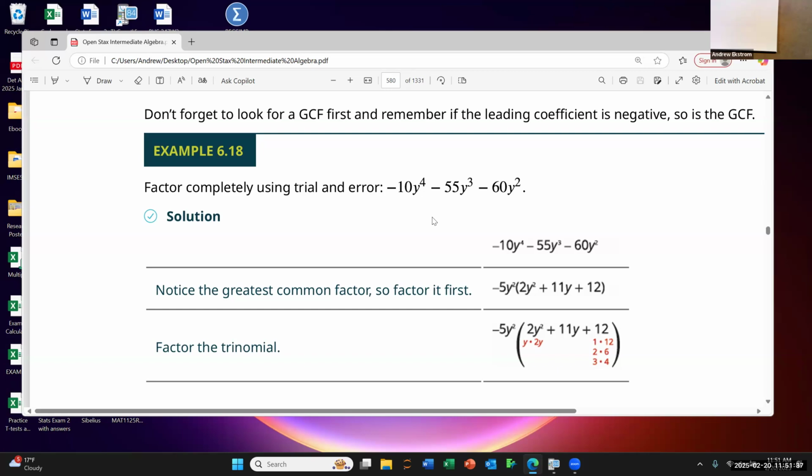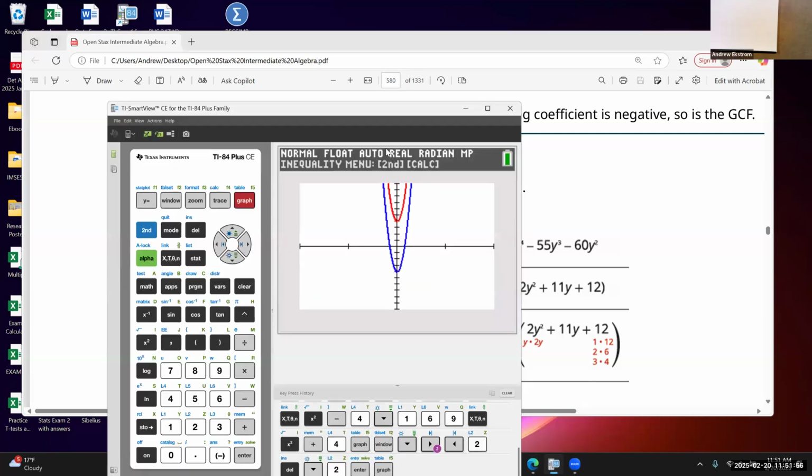5 times what gives you 0? 0. So in this particular case, 2 of the values of y that you're going to be solving for are 0. Okay. And a way that we can tell if that's what's actually going to go on.